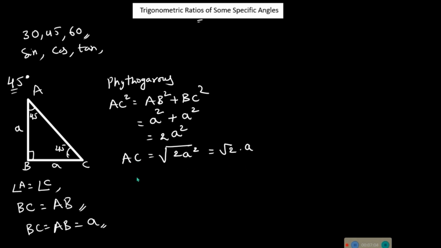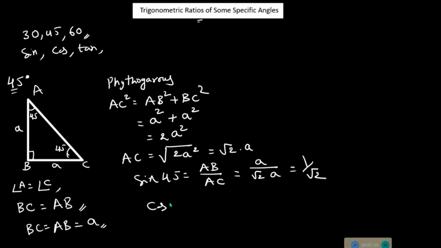Now let's find all the trigonometry ratios, okay? Let's take sine 45 at angle C. So what is that? What does the sine show? It is the opposite side, right? That is AB by hypotenuse, that is AC. What is AB? It is a, right? What is the hypotenuse? It is root 2 into a, okay? So that became 1 by root 2, okay?